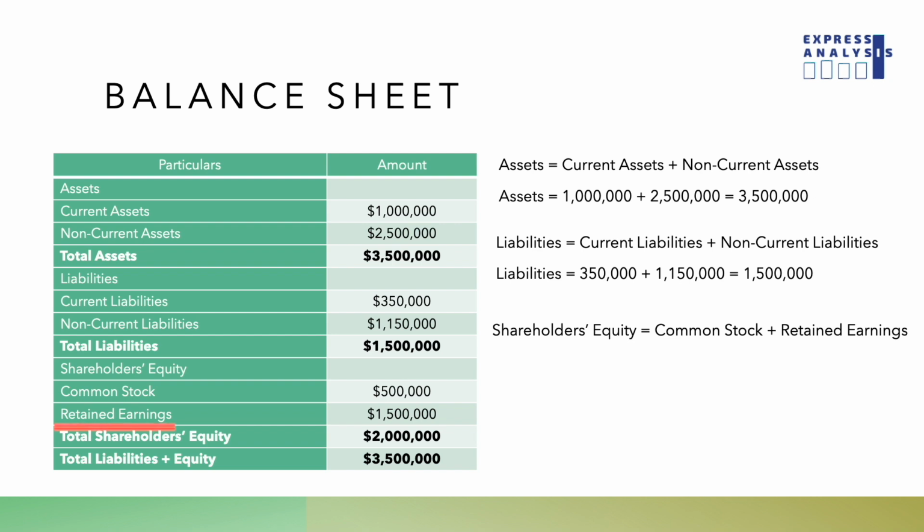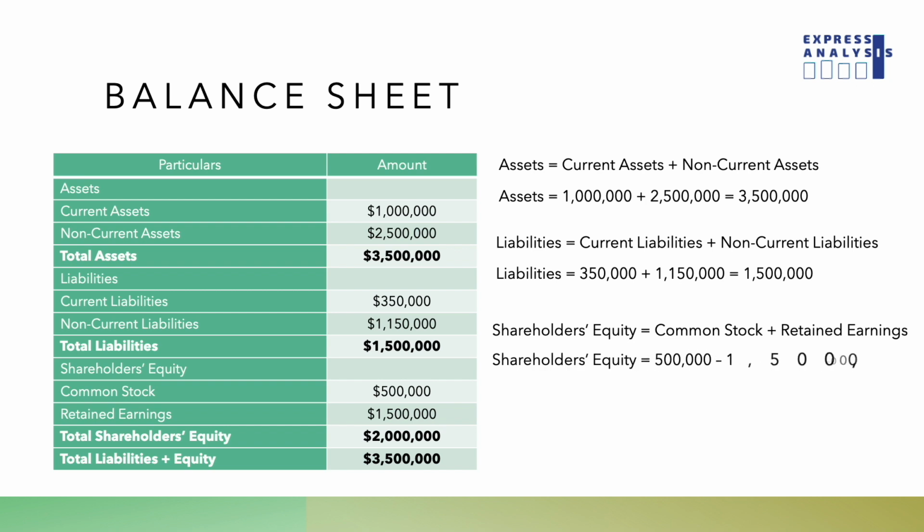Retained earnings represent the accumulated profits that the company has reinvested in the business rather than distributed as dividends to shareholders. The balance sheet provides a detailed snapshot of a company's financial position at a given point in time.